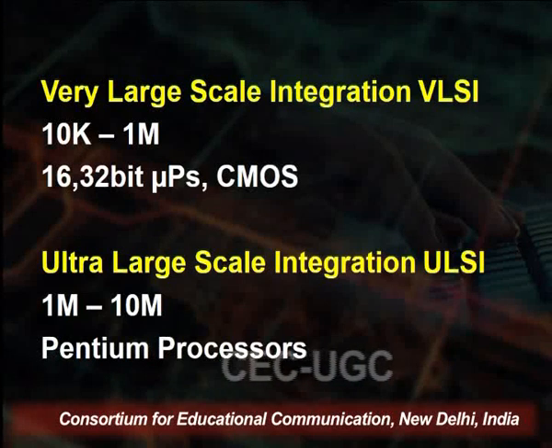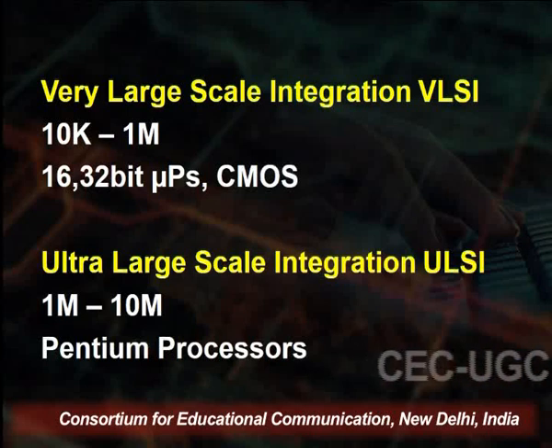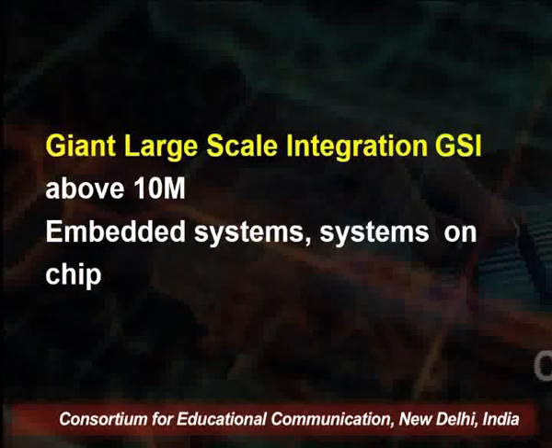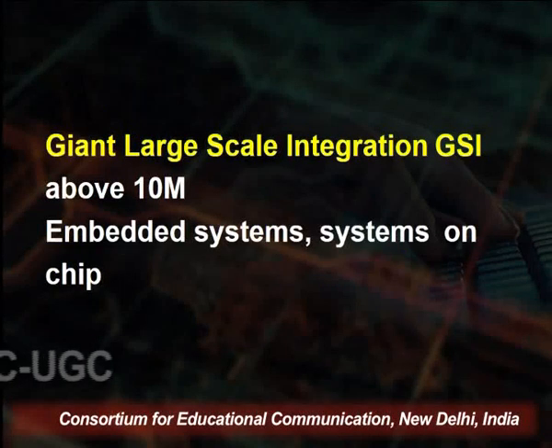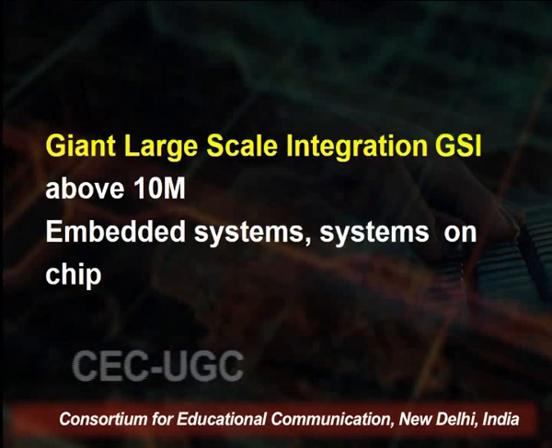Ultra large scale integration, where we use 1 million to 10 million, as in the Pentium processor nowadays. Giant large scale integration, where we use more than 10 million, and we develop embedded systems on the chip.